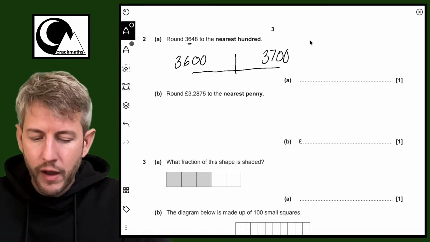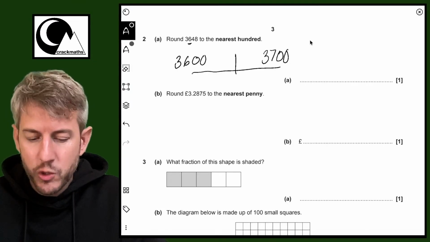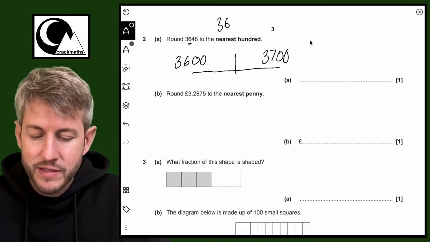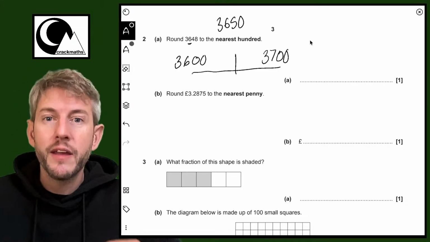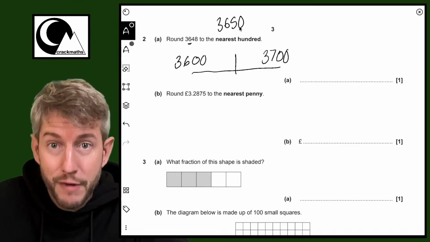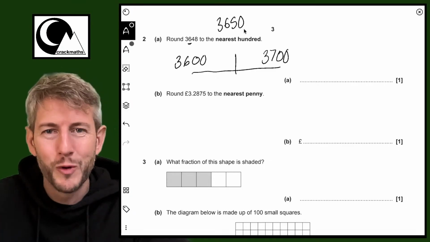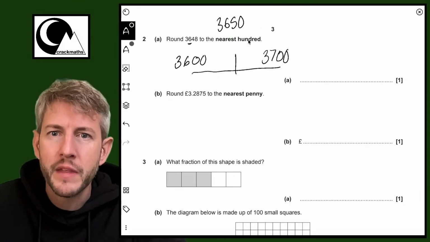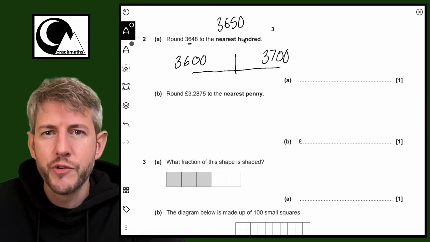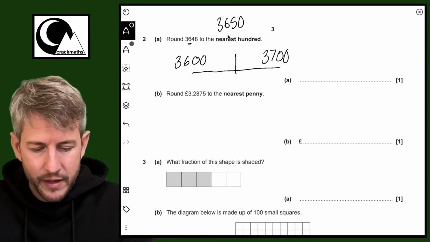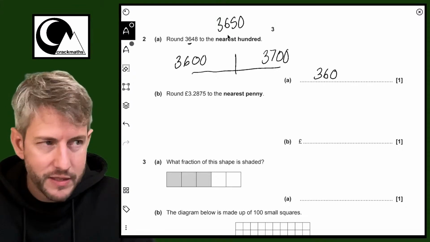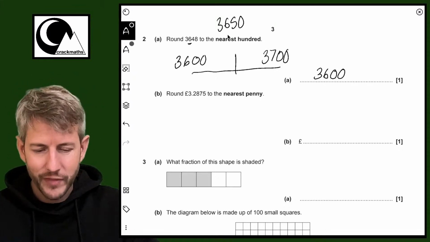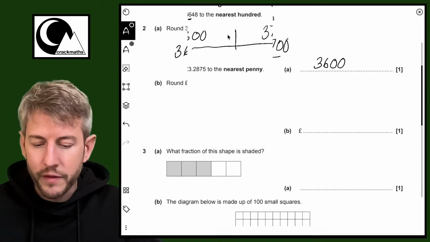Now, if I draw a line halfway in between here, the middle point of that would be 3,650. Okay, so 3,648 is less than 3,650. So therefore, to the nearest 100, this is going to be 3,600.